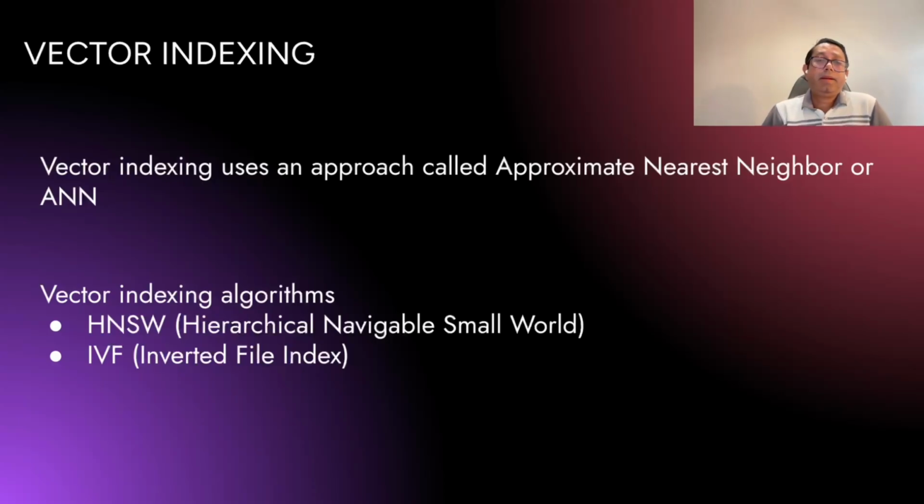There are many vector indexing algorithms. Most notable are HNSW or hierarchical navigable small world. This is a graph-based method. It connects vectors to their nearest neighbors and it creates a multi-layer graph. The next one is IVF or inverted file index. This algorithm partitions the vector space into clusters and then searches only within the relevant clusters. For our demo, we have applied the HNSW algorithm.